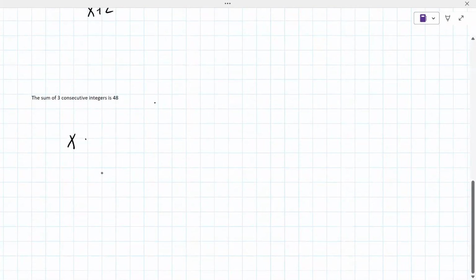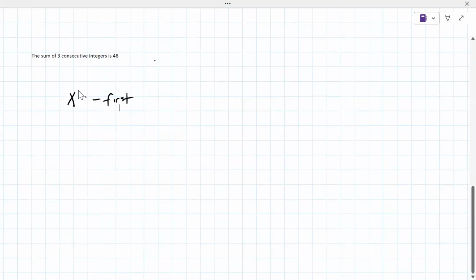So x is the first. What's the next integer after that in terms of x? Like, how do you go to the next one from this? X plus 2. That would be the next even one. We want consecutive.